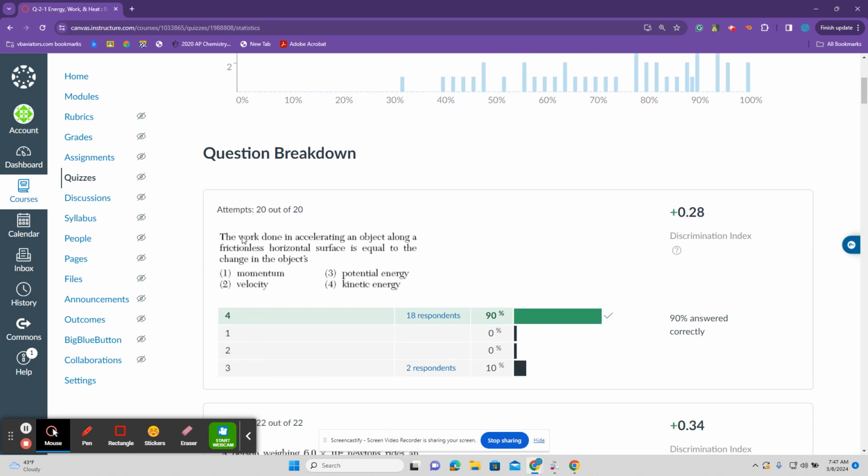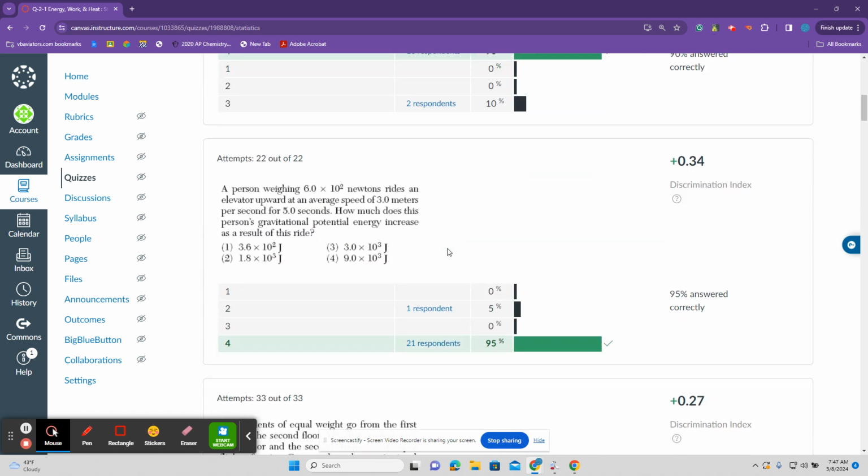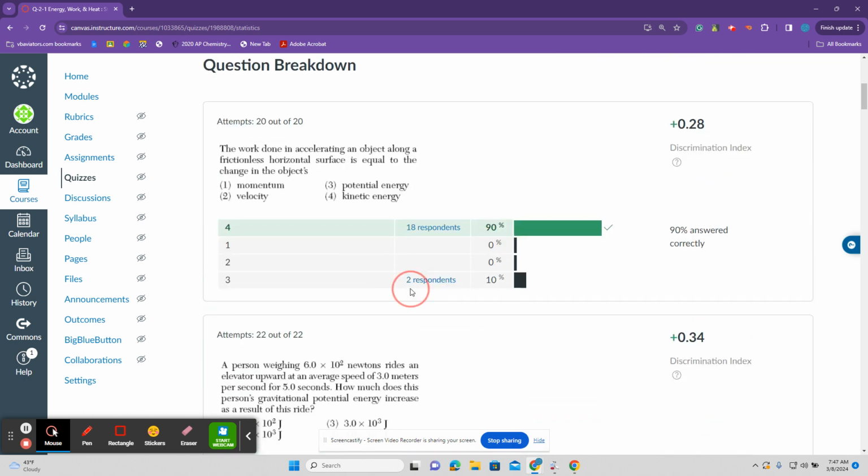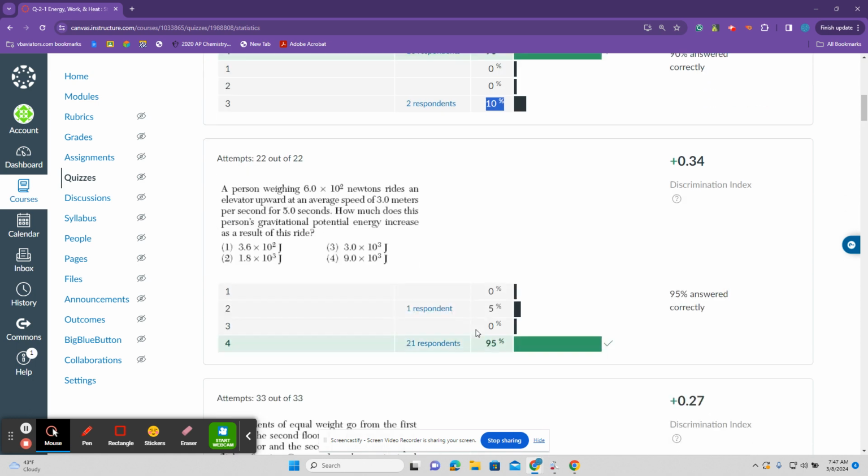First question, first multiple choice question. Work done accelerating an object along a frictionless horizontal surface is equal to the change in the object's what? Right from the review, right? See the high percentage? Right from the review. Kinetic energy. It's a little weird because the numbers are scrambled, but hopefully that wasn't an issue. It looks like maybe 3 of you might have fallen for that.